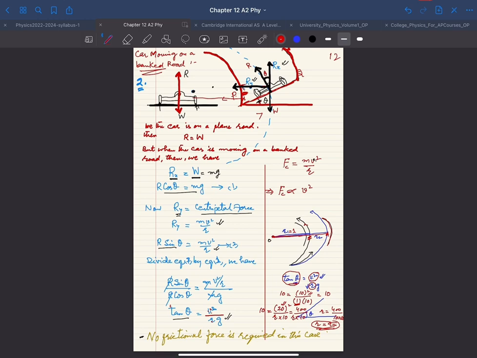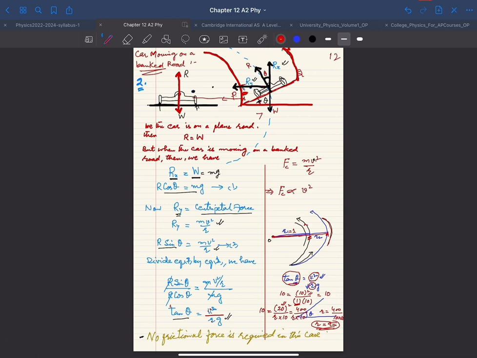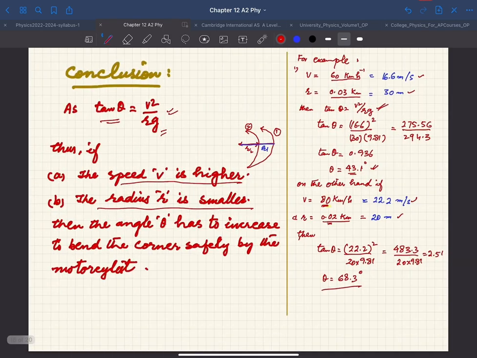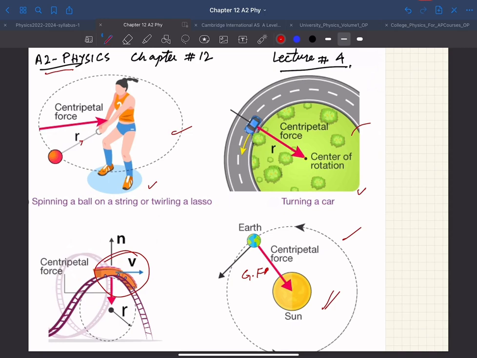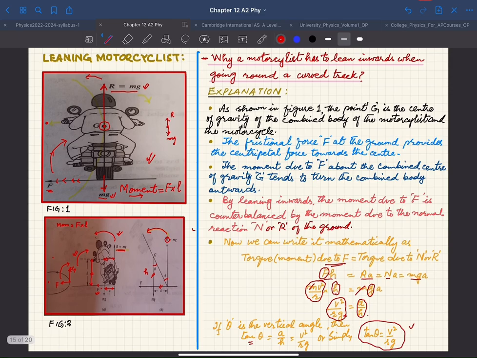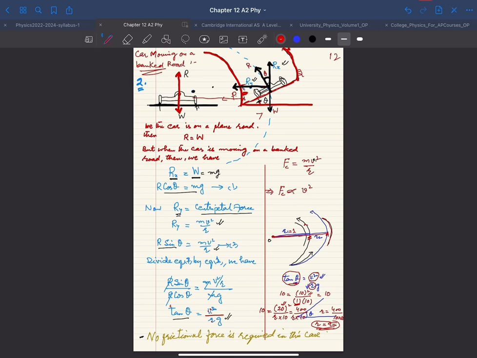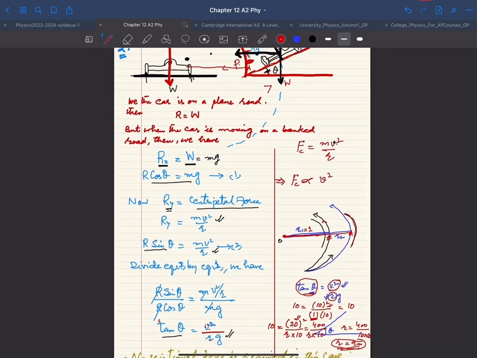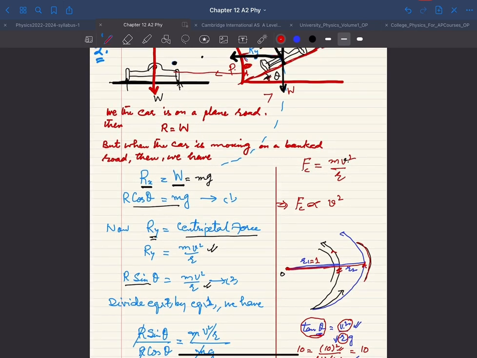So these are a few examples we have. In the next discussion we will go for the vertical circle. I hope you have understood these discussions and examples. In the previous discussion we had the example of the leaning motorcyclist. Here we have discussed the aeroplane and a car moving on a banked road. There are a number of examples, but only a few we have discussed here. In the next discussion we will go for motion in vertical circles.